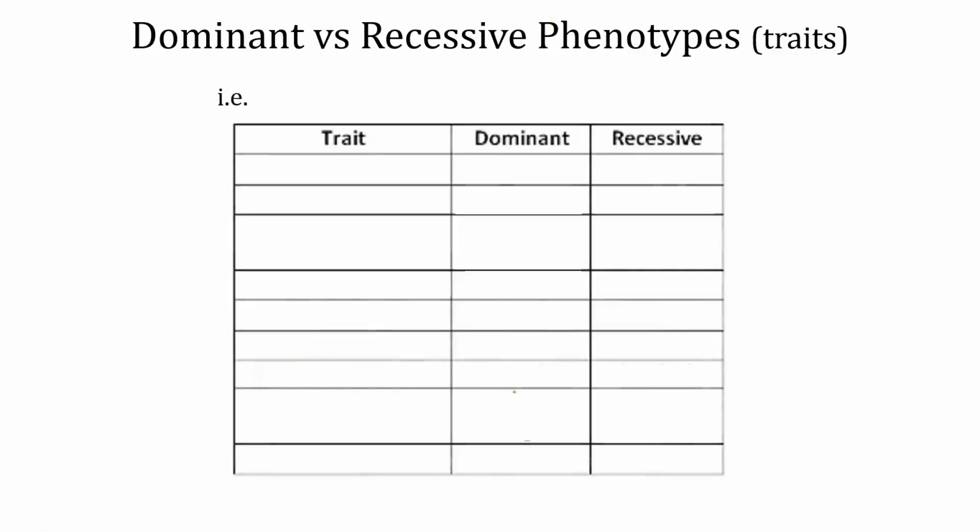There's a whole bunch of traits out there, and this is kind of fun. Tongue rolling. Can you roll your tongue? Stick your tongue out and make it kind of in a rolled shape. If you can, that's the dominant trait. If you cannot, that's the recessive trait.